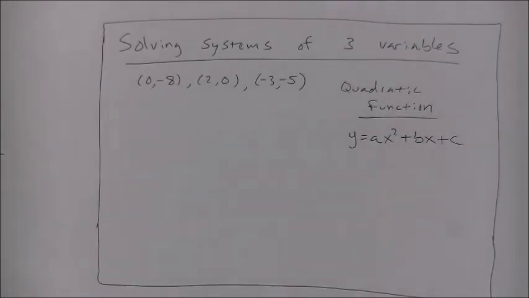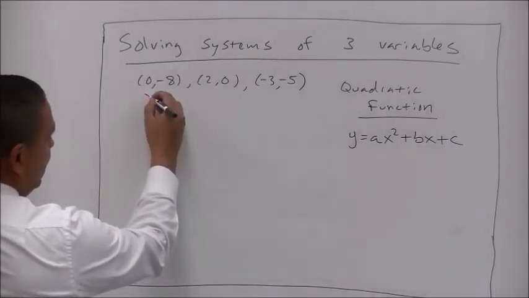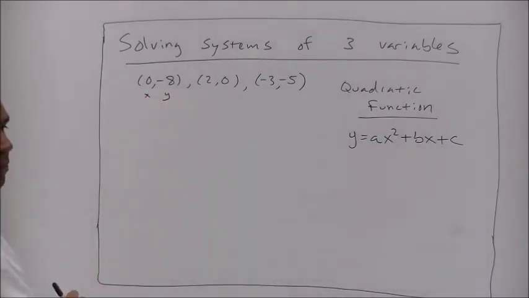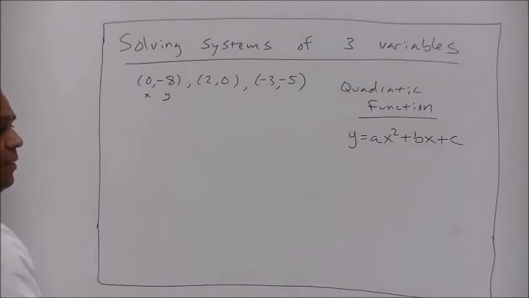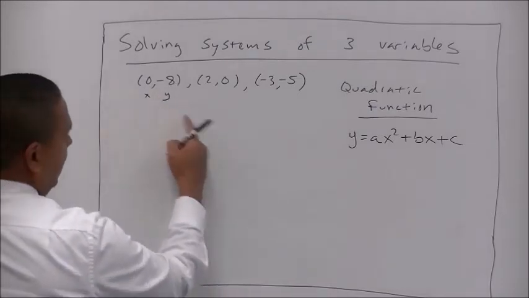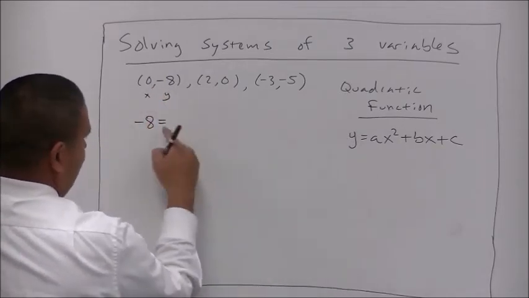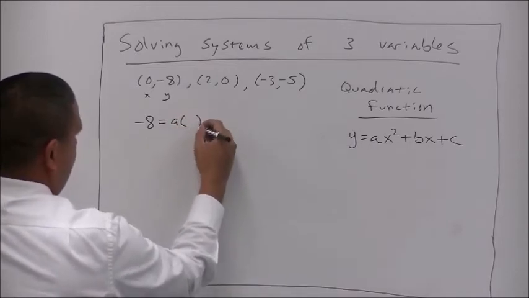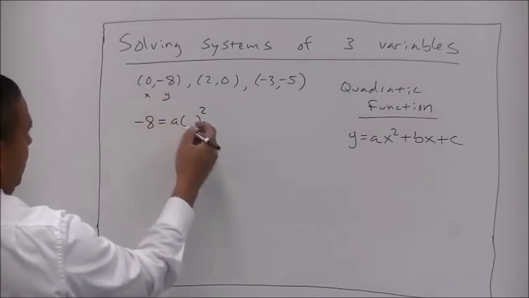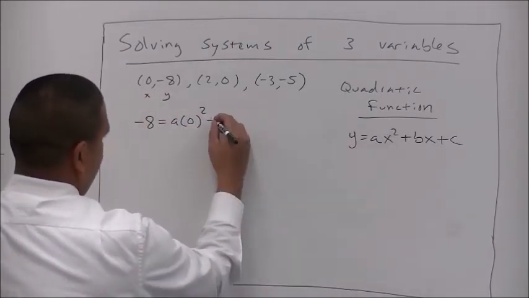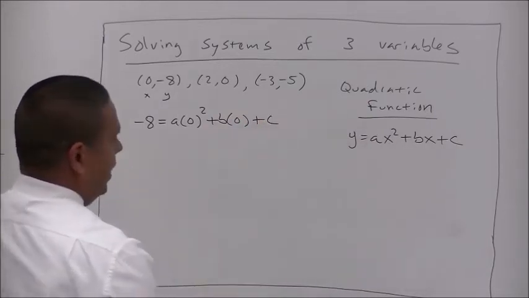Well, we say, oh wait, Mr. G, that's easy. Because this point, we know that that's just x and y, right? And we look over here and we see an x and a y, right? So I would write an equation that would say -8, that's y, equals a times x squared. What's x when y is -8? 0. Put the 0 in there. Plus b times x, or 0, plus c. Hey, there's my first equation.